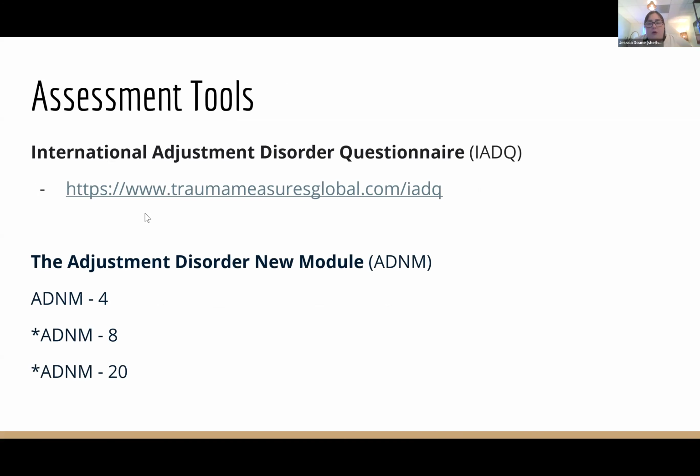All right, moving forwards, we've got some assessment tools here. The next several slides are going to show you these different adjustment disorder assessment tools. I'm not going to read every single one of these to you, but I do think it's important to note that there are three different scales, and they are self-report, and they do come in 12 different languages, which is awesome. So the International Adjustment Disorder Questionnaire, or the IADQ, can be found at that link there. And then there's also the Adjustment Disorder New Module. There's the 4, the 8, and the 20.